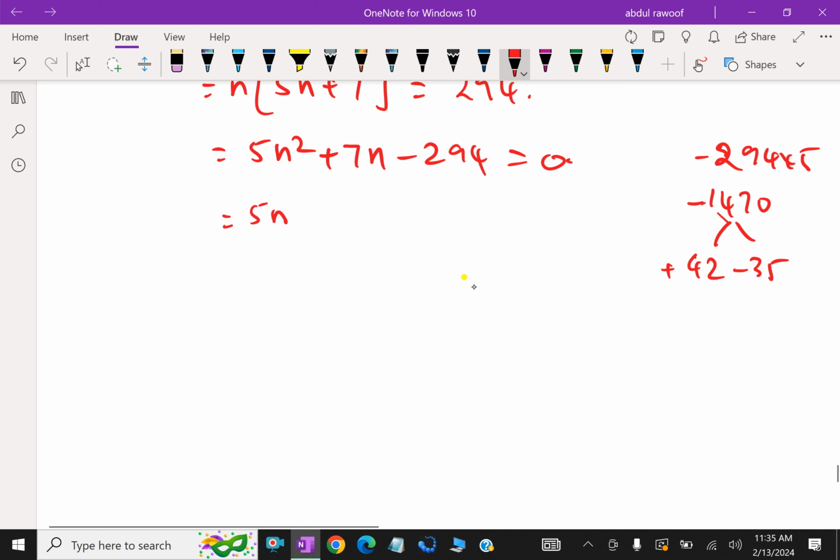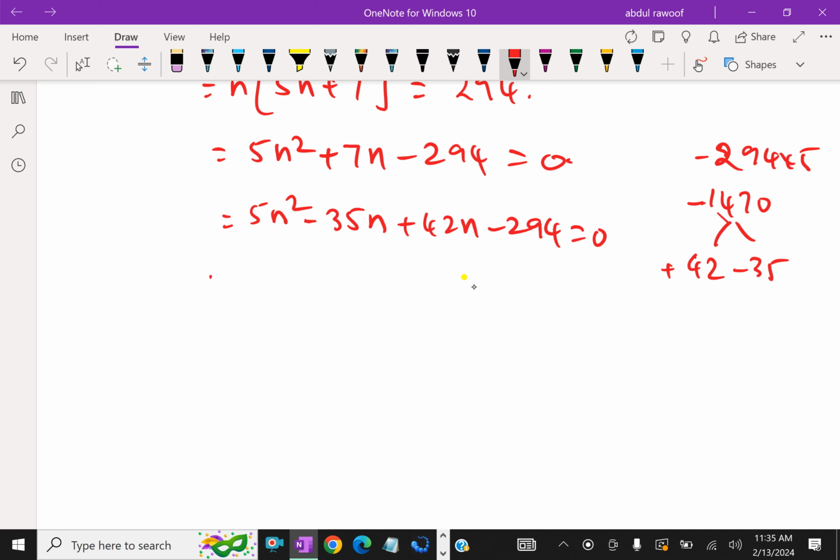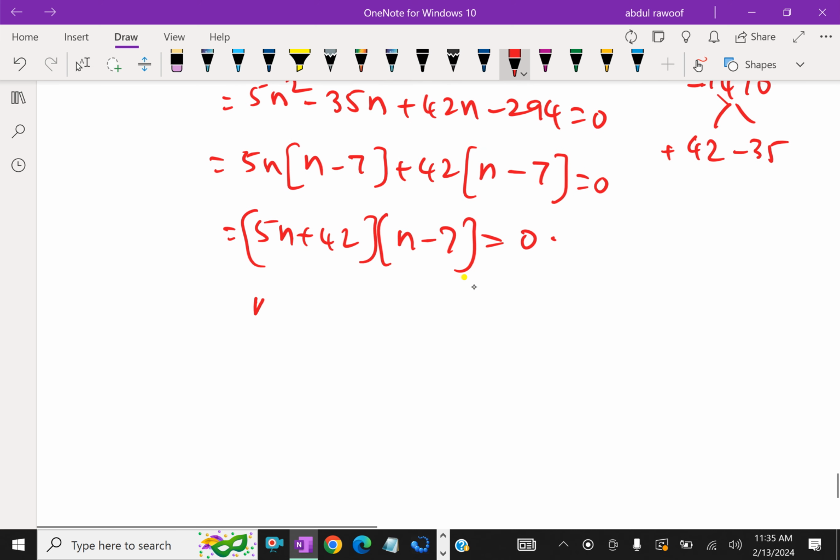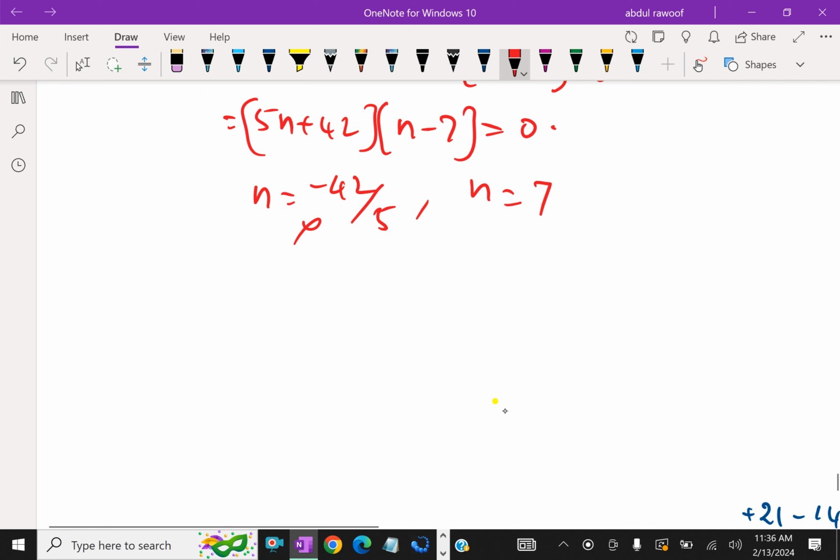First, 5n square minus 35n plus 42n minus 294 equals 0. Then 5n common, n minus 7, because 5 sevens are 35, plus 42 common, n minus 7, into 42 is 294, equals 0. Then the factors are 5n plus 42 and n minus 7 equals 0. Here n equals minus 42 by 5 and n equals 7. A negative number of terms is not acceptable, so n equals 7.